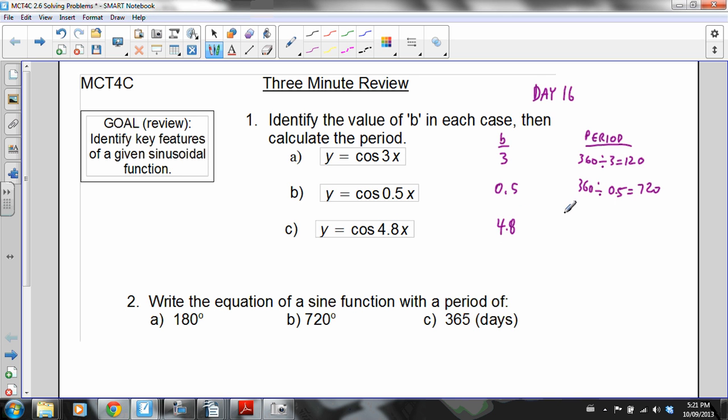Over here, 4.8, where the 4.8 came from, who knows? How would we graph this? Who knows? Doesn't matter. But whatever's in the equation, I divide that into 360, and this value is going to be the period. That ends up being 75.